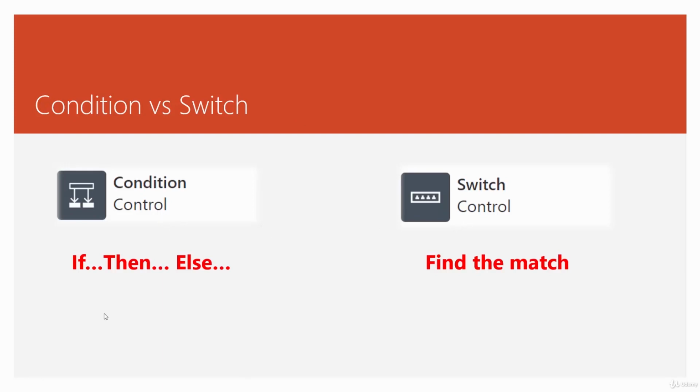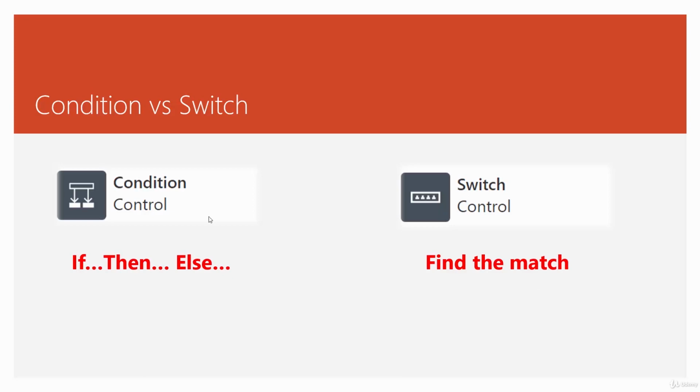Condition is very much like if then else, if we want to compare it with programming languages. So basically, the condition validates a logical statement, and if that condition is satisfied, it does something, and if the condition is not satisfied, it can do something else or nothing. On the other side, switch is a control that is designed to find a match. So it's not a logical statement, it only compares if one value is equal to something else. And then when it finds a match, it takes an action on a separate branch. So let's see how each one of them works.